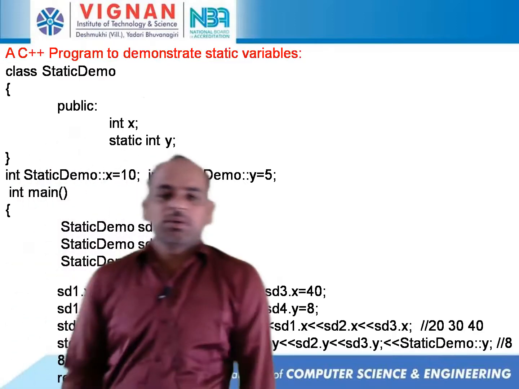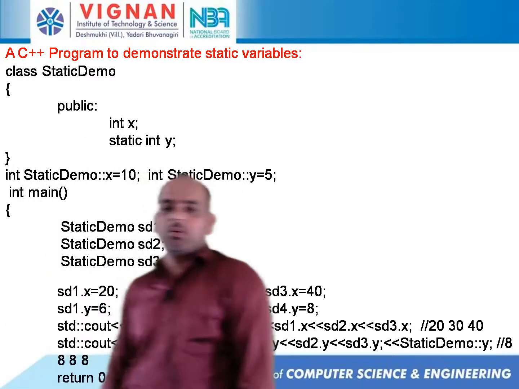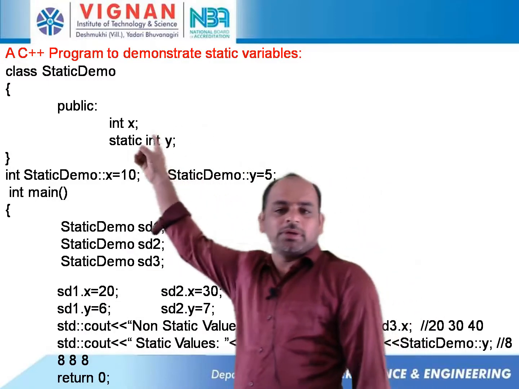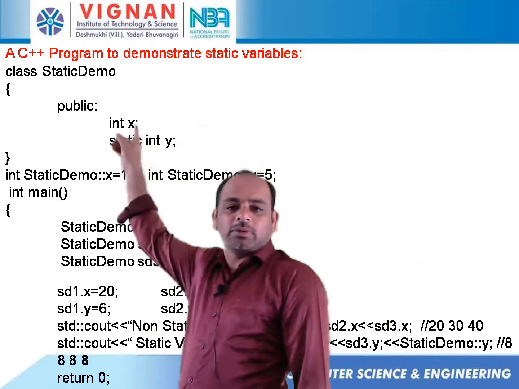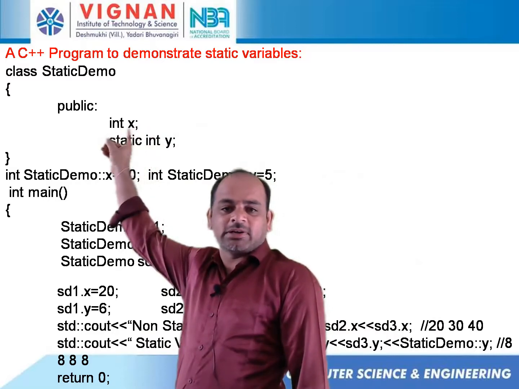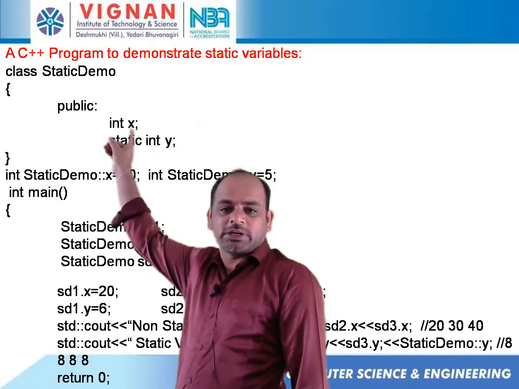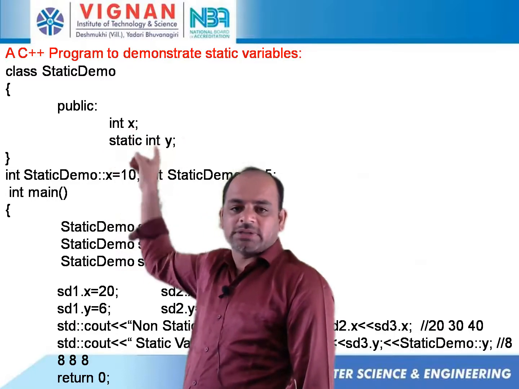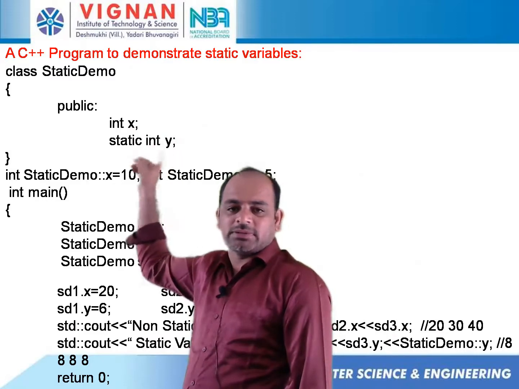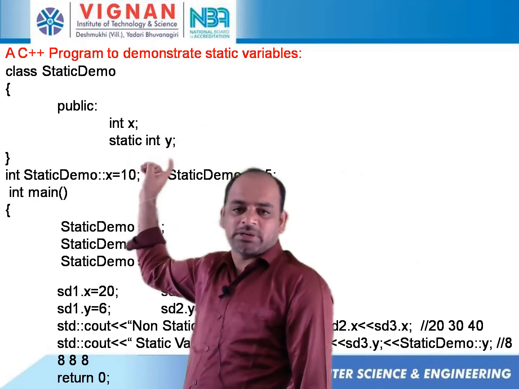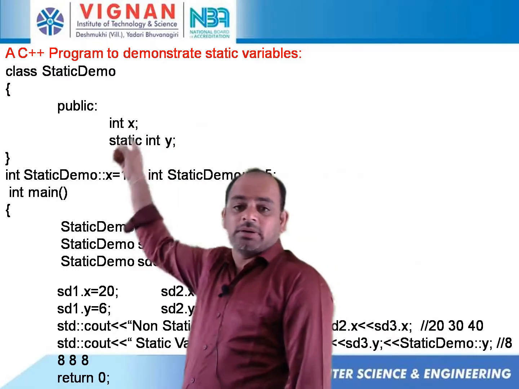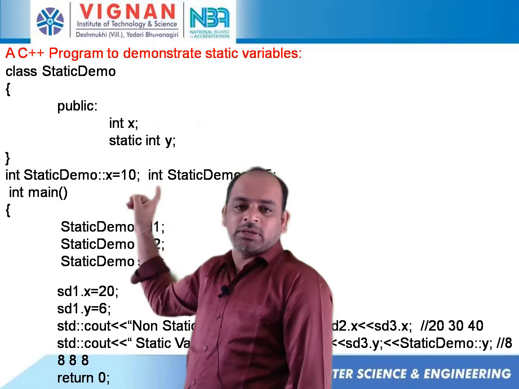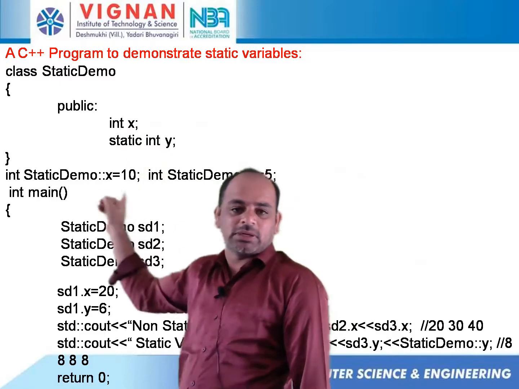You can see here, in this example we have a class, StaticDemo. We have two members. One is int x, a non-static variable, that is a non-static member of the class StaticDemo, and static int y, a static variable. That is a static member of the class StaticDemo. These are defined outside of the class; that is, they are initialized outside of the class.